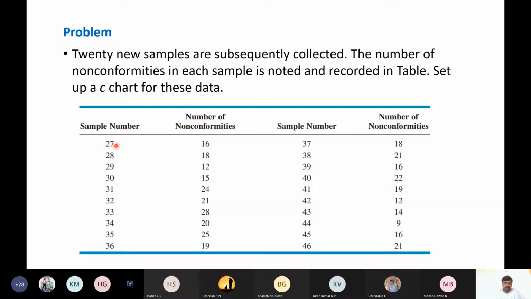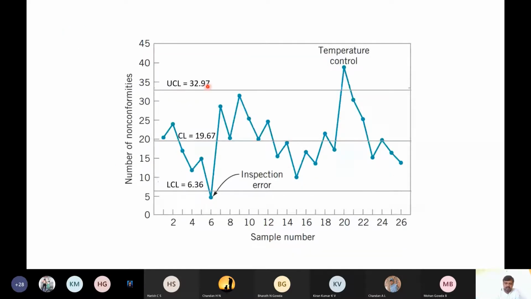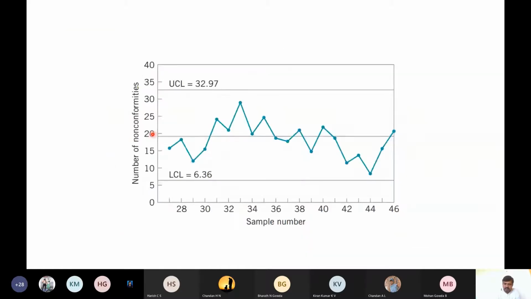For sample number 27, you are getting 16 defects. Like that for 28, 18. Okay, for 44, 9, like that you are getting the defects. Now, you are keeping the same control limits, upper control limit, lower control limit, and center line. They remain the same as it is, and you are plotting control charts. So you are plotting points.